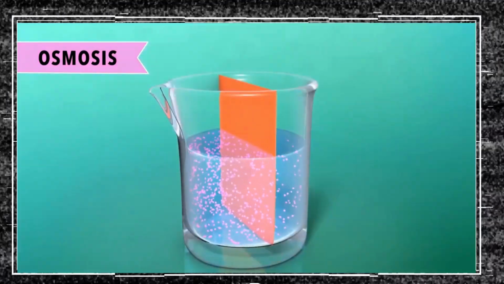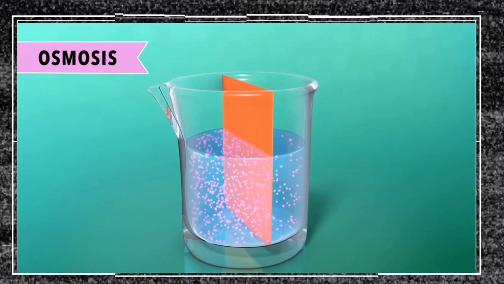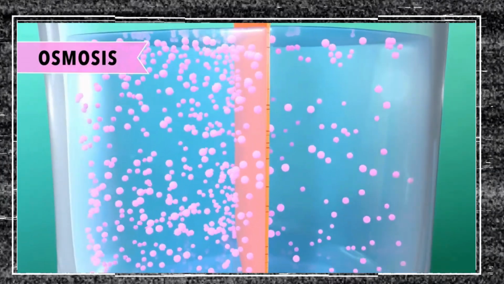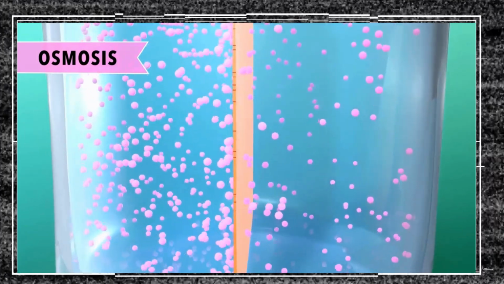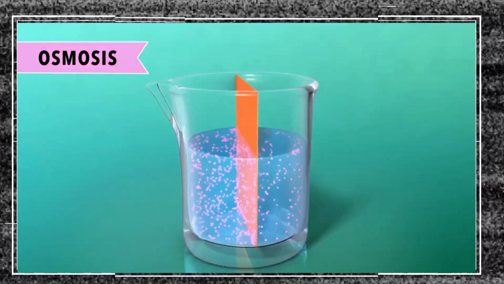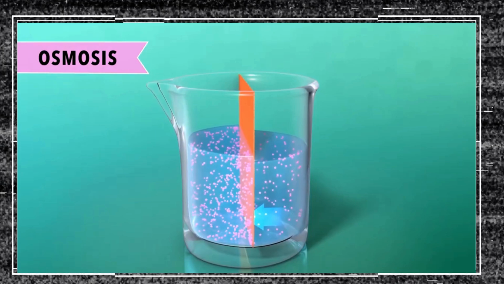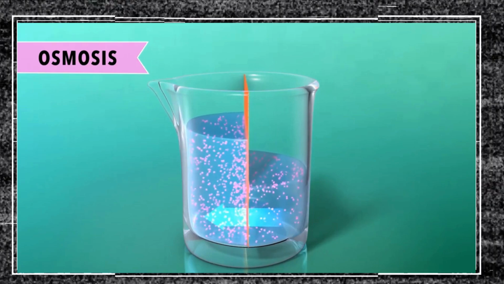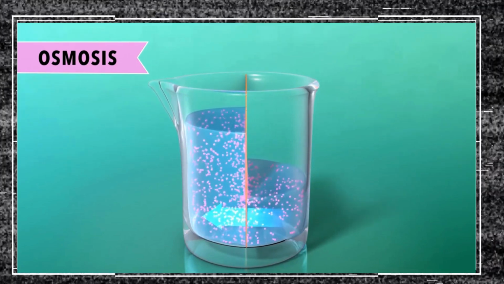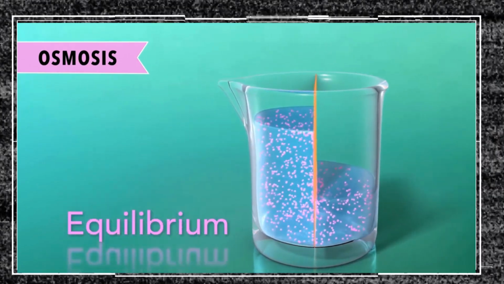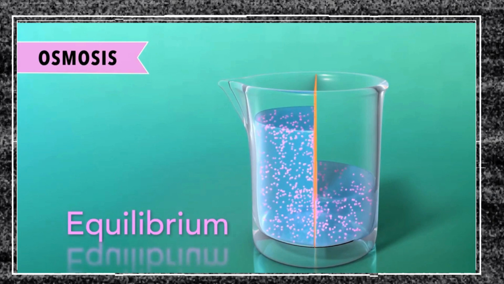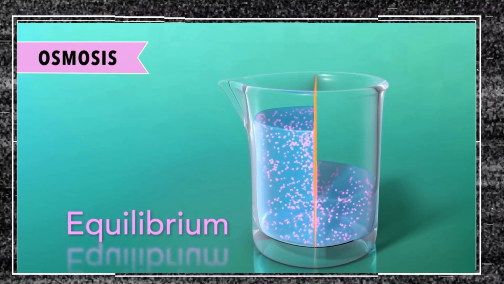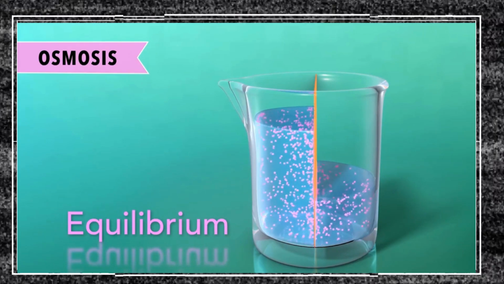This time, we'll focus on the concentration gradient of the water rather than the solute particles. Although the large solute particles can't pass through the membrane, the water molecules are small enough to pass through. The water moves freely from its area of high concentration to low concentration until equilibrium is reached. Equilibrium means that the proportion of water to solute particles is about the same on both sides of the membrane.